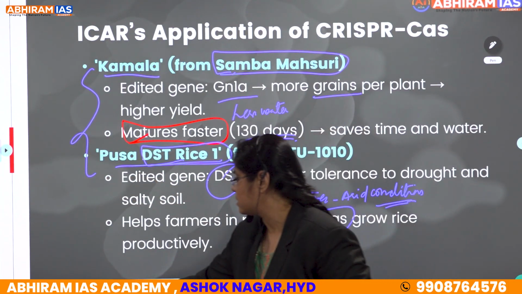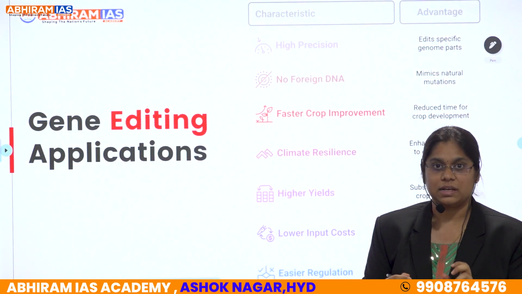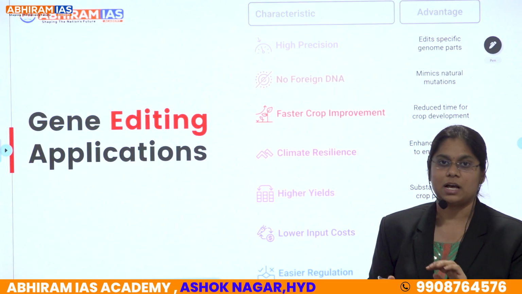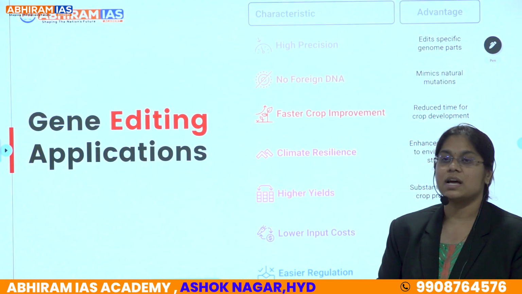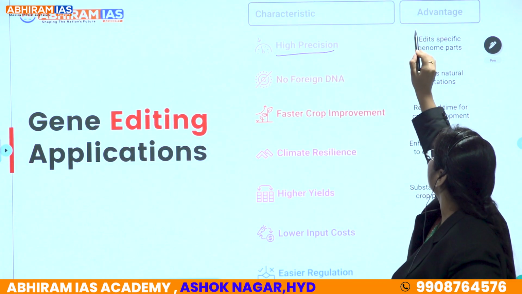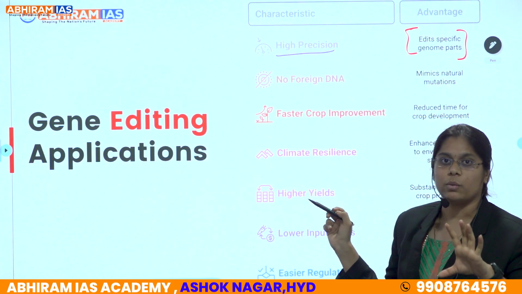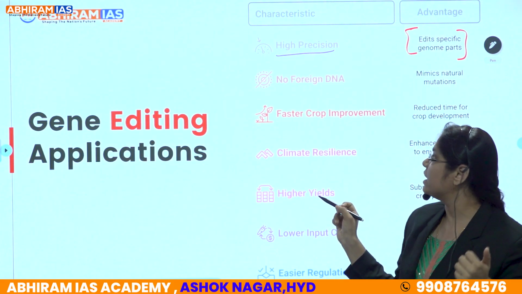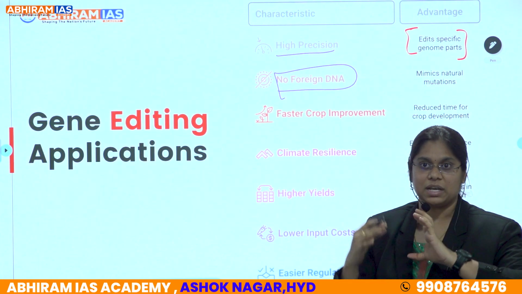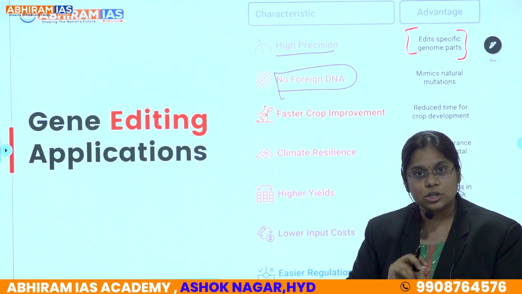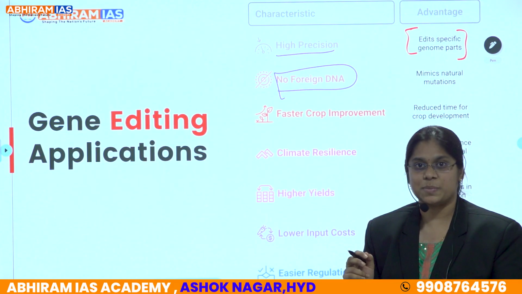Clear? Now next, let's talk about the genome editing applications, or gene editing applications. First is high precision. You can see it edits the specific genome part, whichever part you require. And next is no foreign DNA. We are not implanting any other plant's DNA within the genome itself. We are doing the alterations, or adding, or deleting as specifically required.